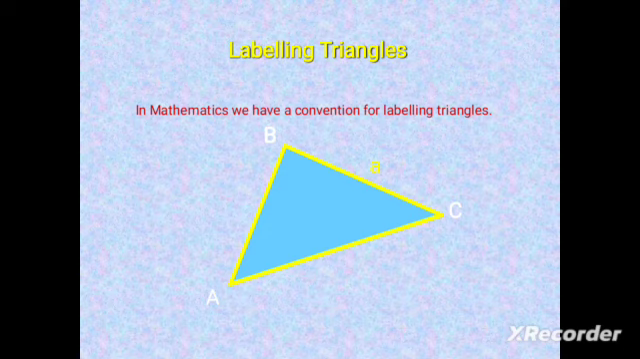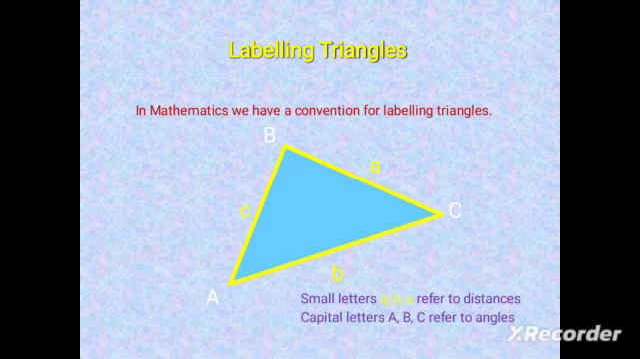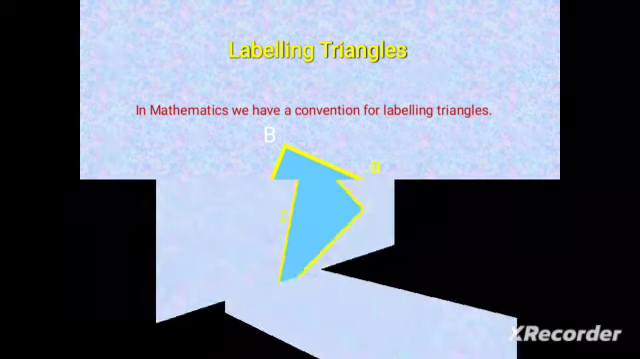So angle A corresponds to the side that you've just seen there. Then we have the side small b, corresponding to angle at B, and the angle at C gives us the side small c. This means that the small letters a, b, c refer to the distances or lengths, and capital letters A, B, C refer to angles.